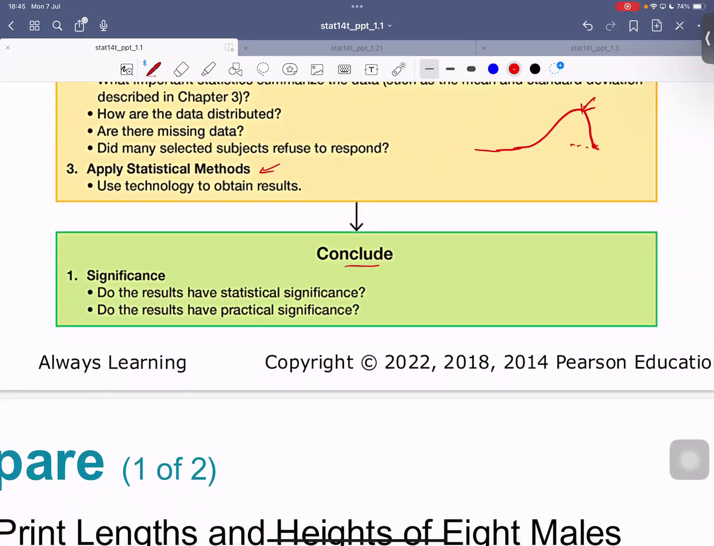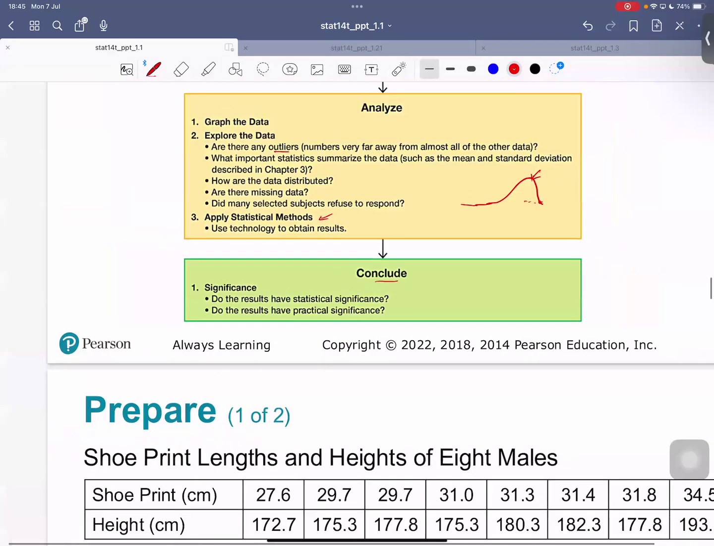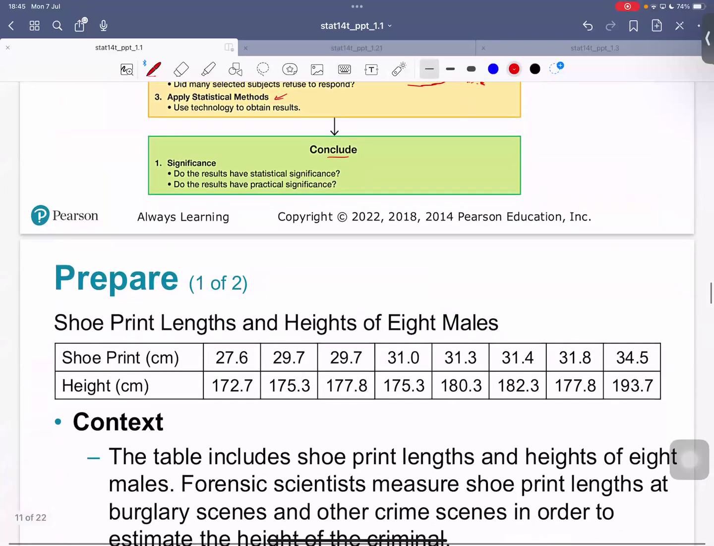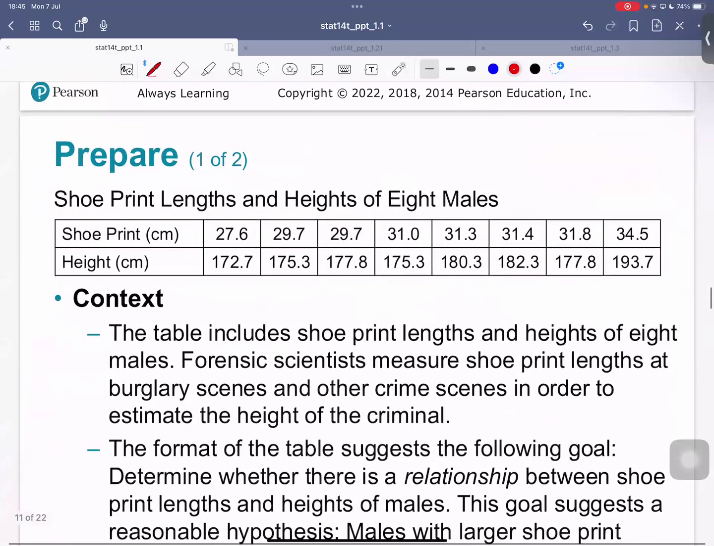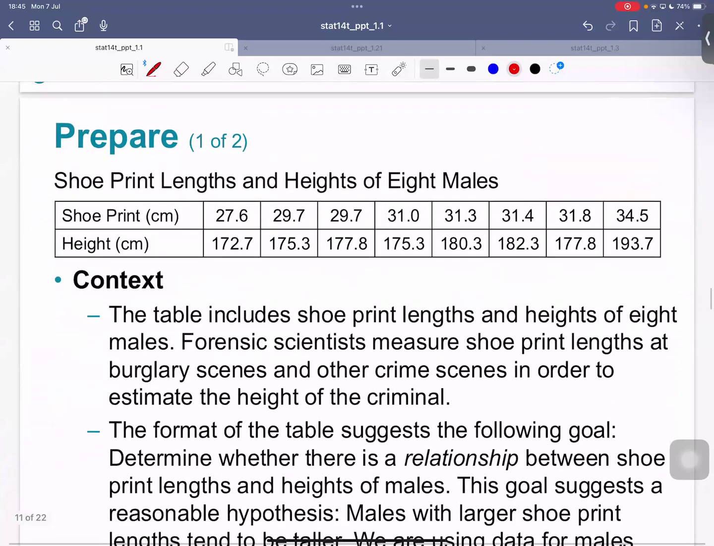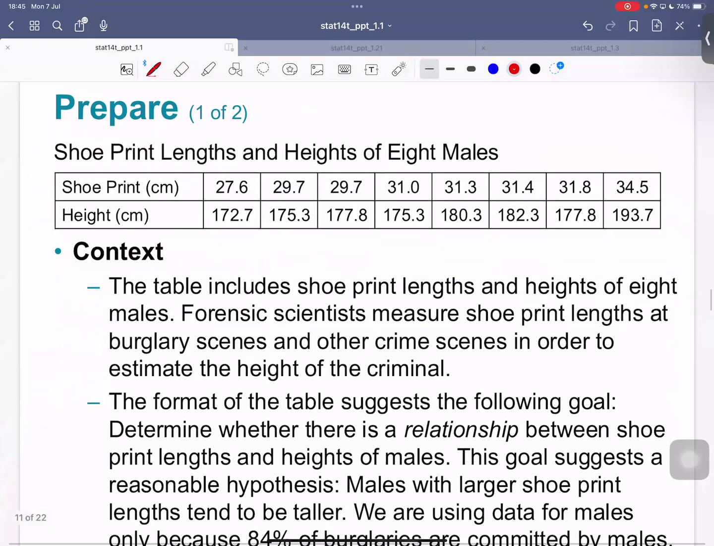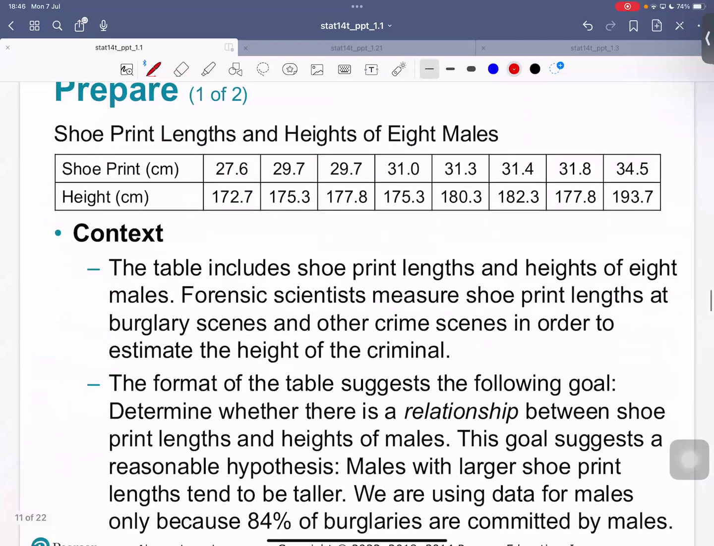So for the third step, making conclusion, we will study some significance, like do the results have statistical significance, or do the results have practical significance? So these are all the concepts that we will study in this chapter. Okay, so let's get started with the first step, preparation, right?